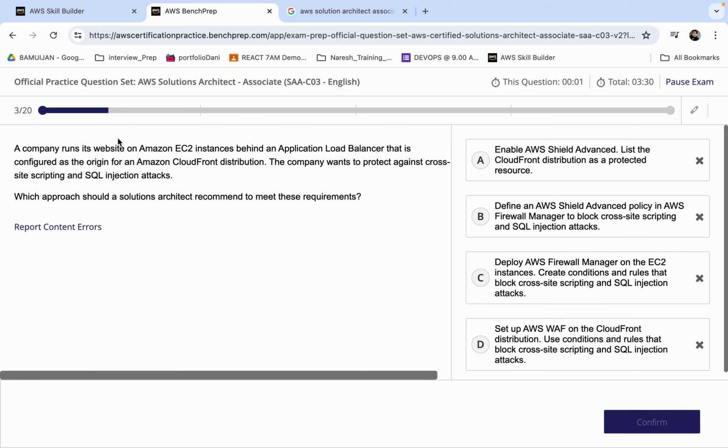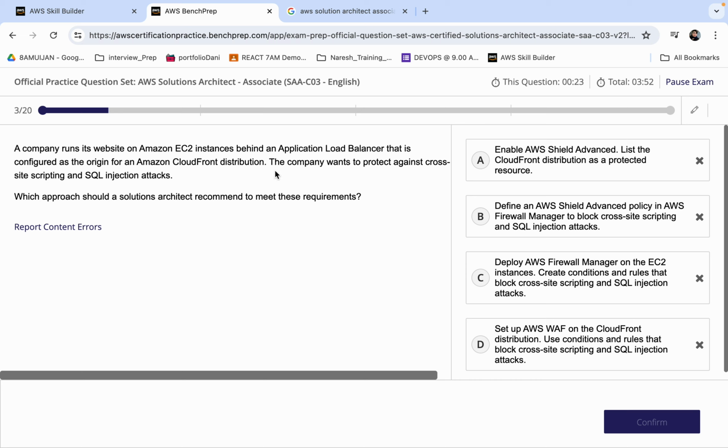A company runs its website on Amazon EC2 instances behind an Application Load Balancer that is configured as the origin for an Amazon CloudFront distribution. The company wants to protect against cross-site scripting and SQL injection attacks. Which approach should a solutions architect recommend to meet these requirements?